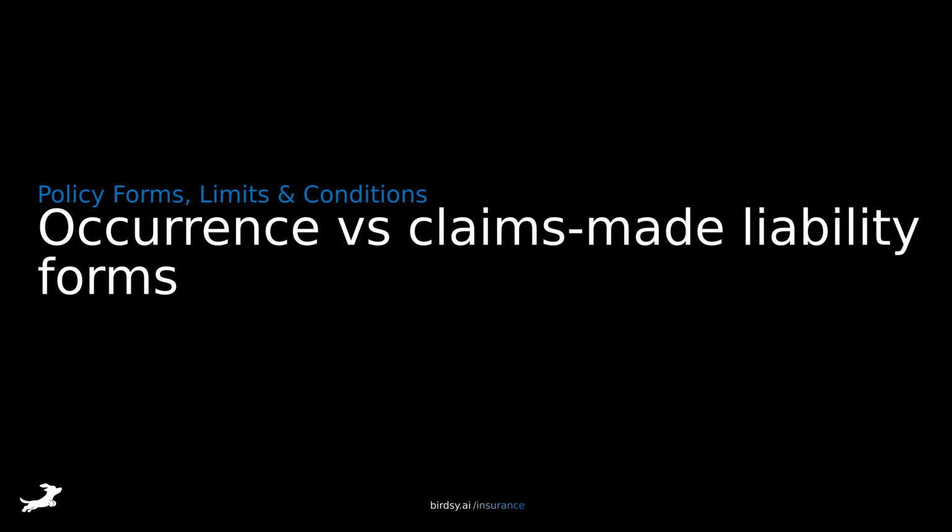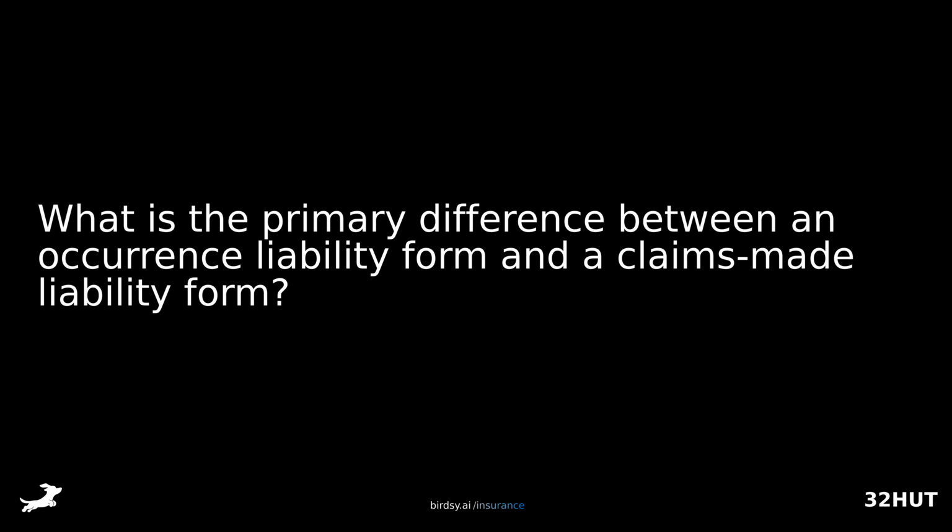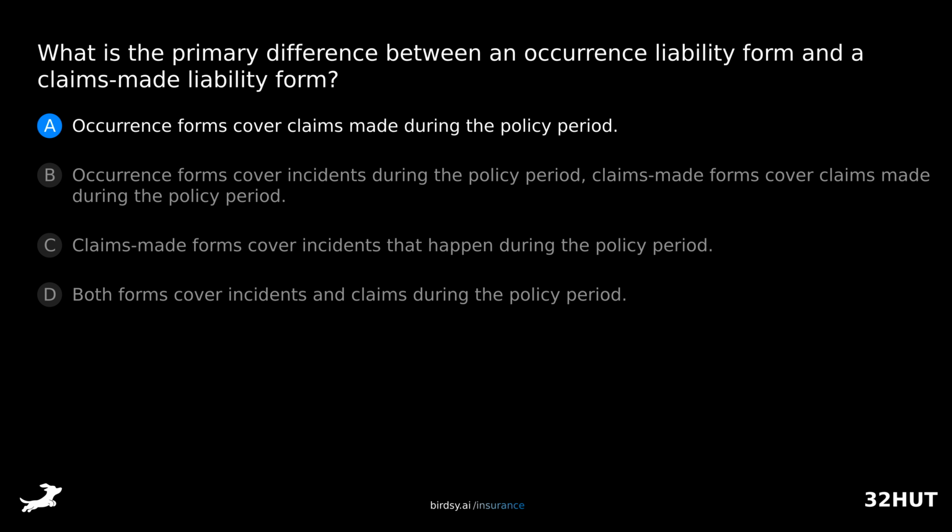Occurrence versus claims-made liability forms. What is the primary difference between an occurrence liability form and a claims-made liability form? Is it A, occurrence forms cover claims made during the policy period? B, occurrence forms cover incidents during the policy period. Claims-made forms cover claims made during the policy period. C, claims-made forms cover incidents that happen during the policy period. Or D, both forms cover incidents and claims during the policy period.